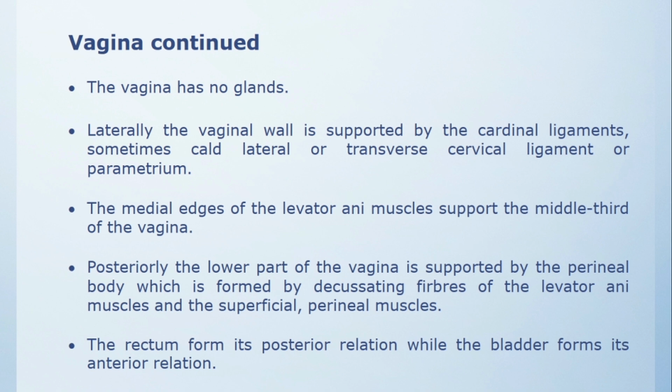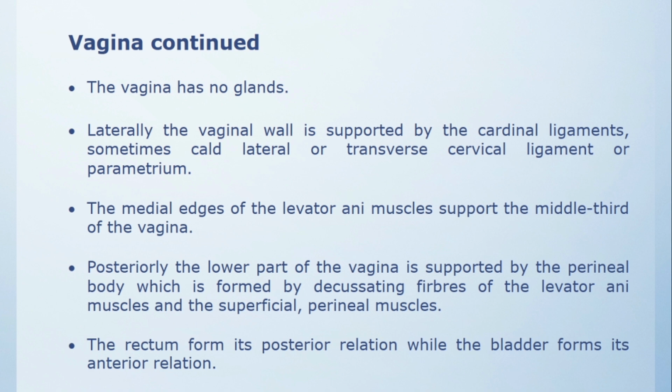So the vagina has three supports: in the upper part by the cardinal ligaments, in the middle portion by the levator ani muscles, and inferiorly, the lower portion, by the decussating fibers of the levator ani muscles and the superficial perineal muscles. This must be noted. These three areas hold the vagina in support, and they are very important if there is a uterovaginal prolapse.